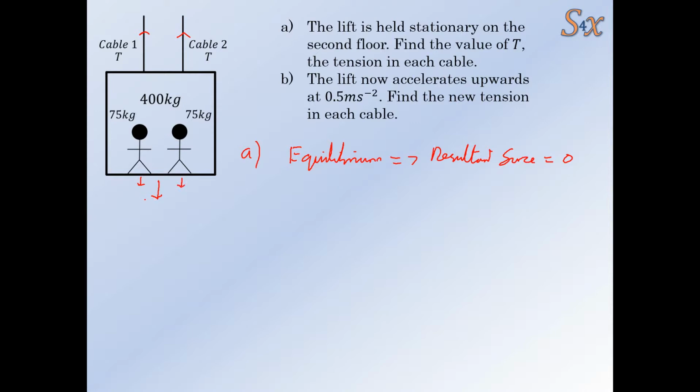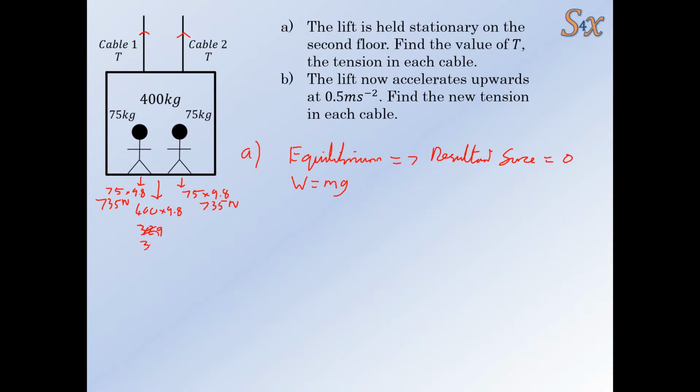So the weight of the lift, remember that W, weight, is the mass times acceleration due to gravity. So we can figure out the weight of the lift by doing 400 times 9.8, and we can figure out the weight of the people by doing the same thing, 75 times 9.8, 75 times 9.8. So by doing that, we found the weight of each of the components of this system. So the weight of the people is 735 newtons, and the weight of the lift is 3,920 newtons.